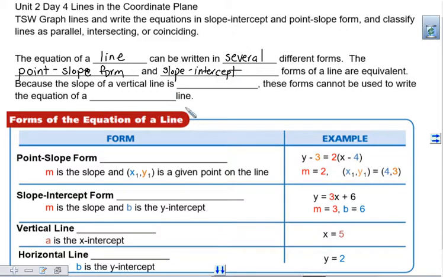Please remember that the slope of a vertical line is undefined, and because the slope of the vertical line is undefined, it cannot be written in the same format as point-slope or slope-intercept. It's also not a y equals. So vertical lines' equations are different than any other equation for a line.